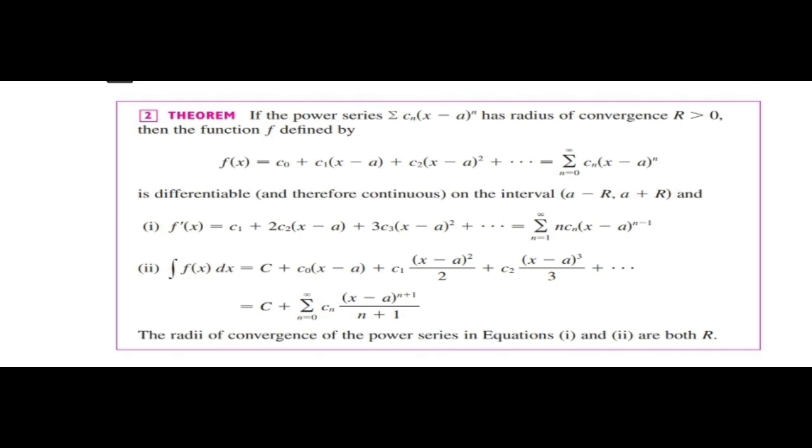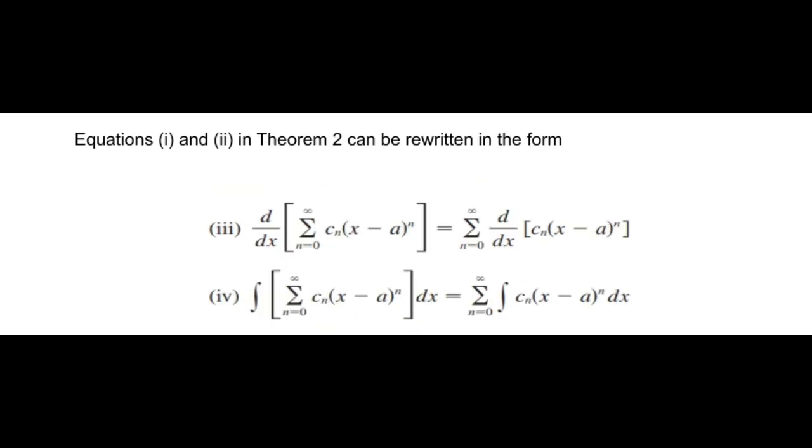Equation 1 and equation 2 in theorem 2 can be written in the form of the derivative dx and the integral. Important note: the radius of convergence r of this new series is the same as the original, and the interval of convergence might differ at the endpoints, so they must be checked separately. The index of the sum often changes to start from n equals 1 because the derivative of the constant, the n equals 0 term, is 0.